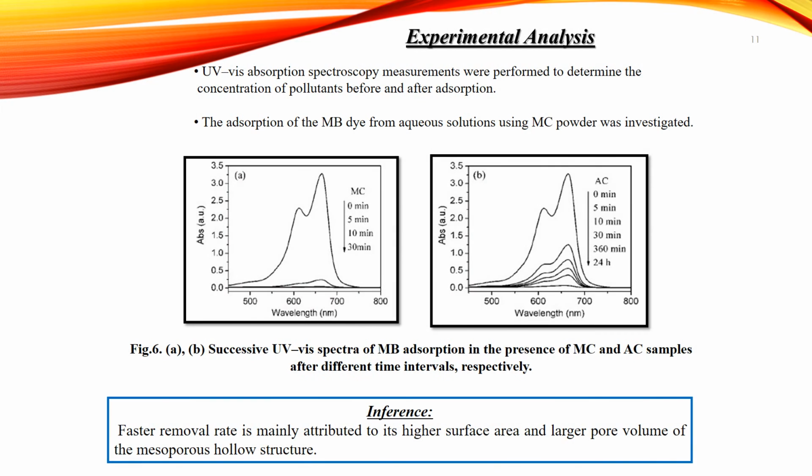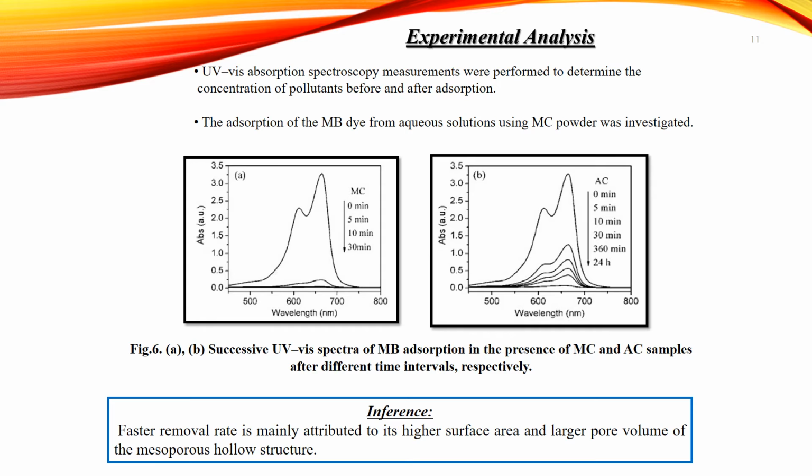Coming to the experimental analysis, UV absorption spectroscopy measurements were performed to determine the concentration of pollutants before and after absorption. As illustrated by figure 6, the removal of methylene blue was observed, and around 92.6% removal was obtained in 5 minutes and about 99% removal in 10 minutes of processing time. Compared to this, activated carbon showed only 61% removal in 5 minutes.